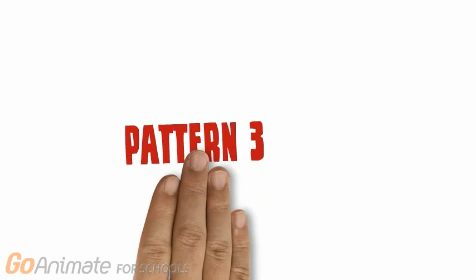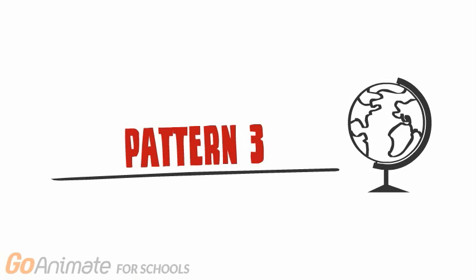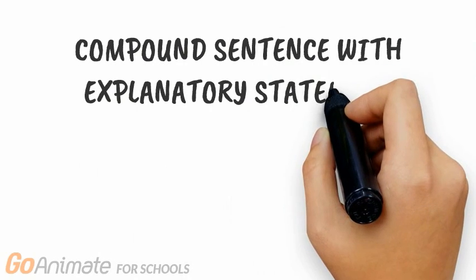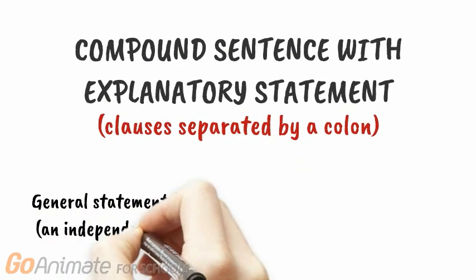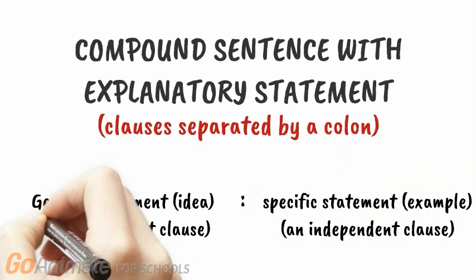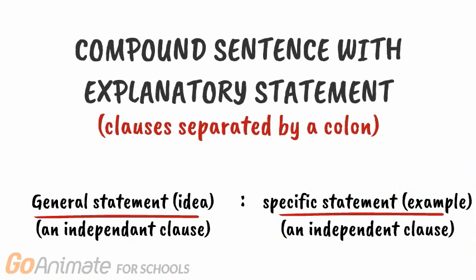Now let's take a look at Pattern 3. This pattern is exactly like Patterns 1 and 2 in structure. Although it is a compound, it is very different in content, as the colon implies. Pattern 3 is a compound sentence with an explanatory statement, which are clauses separated by a colon. You have a general statement or idea, which is an independent clause, then a colon followed by a specific statement or example, which is an independent clause.